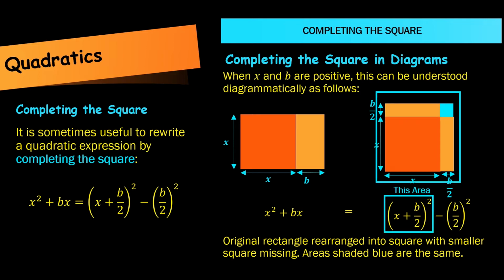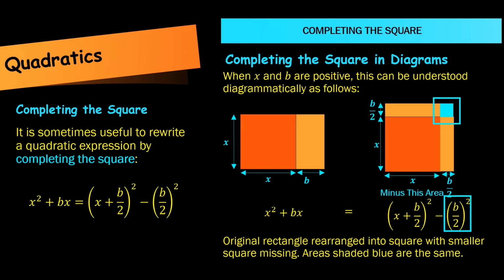The area in the red box highlighted on the right is x plus b over 2 all squared, as you can see. However, we do have an additional square. You remember that the area on the left does not include that little square in the corner. So we have to subtract that from our whole area, as shown, to give us the expression x squared plus bx equals (x plus b over 2) all squared minus (b over 2) all squared.